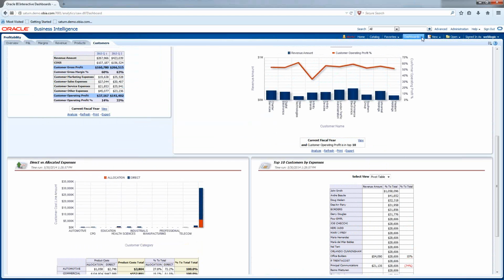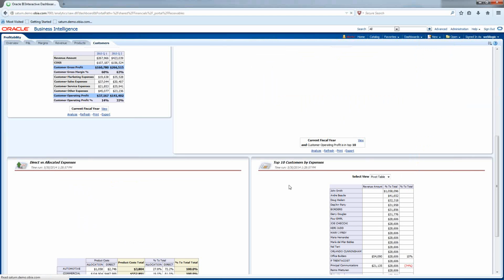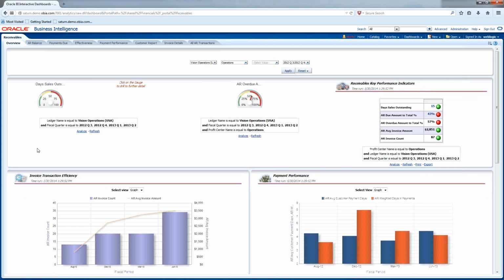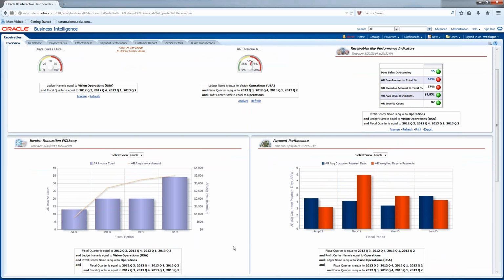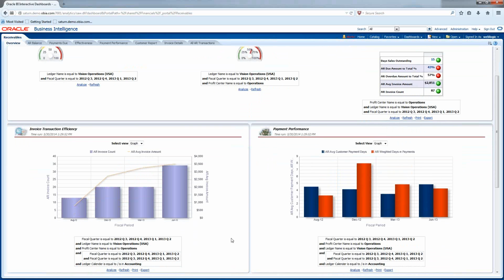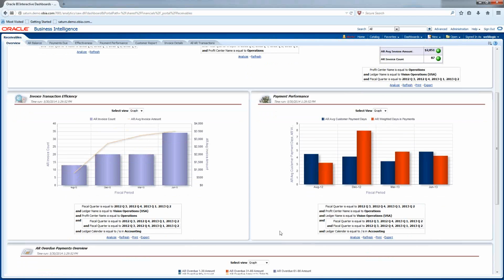The next dashboard, and the last one we're going to look at, is our receivables. It's always a key measure of working capital. In this presentation layer, it opens up on a summary page. You can see your dashboards for days outstanding as well as overdue accounts receivable. It gives you a toll gate here with percentage outstanding, overdue, and average invoice amount. Moving down, we're looking at our transaction efficiency by invoice, and this is our payment performance by invoice.